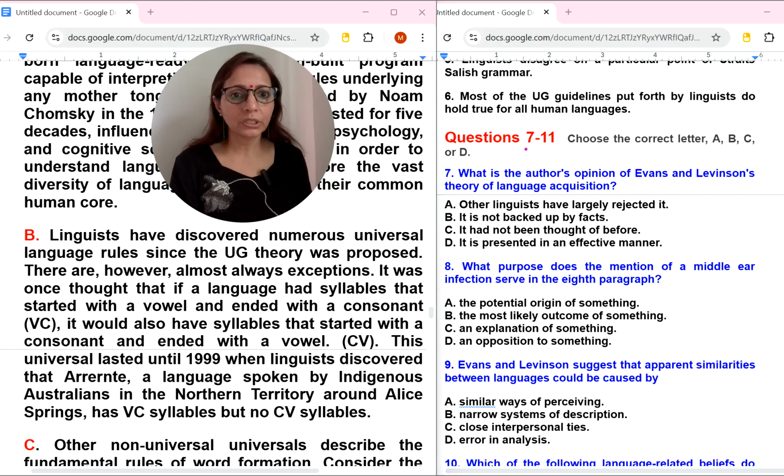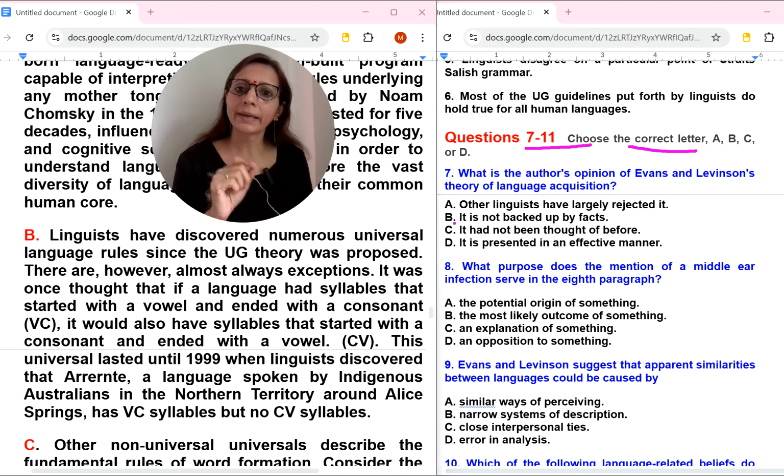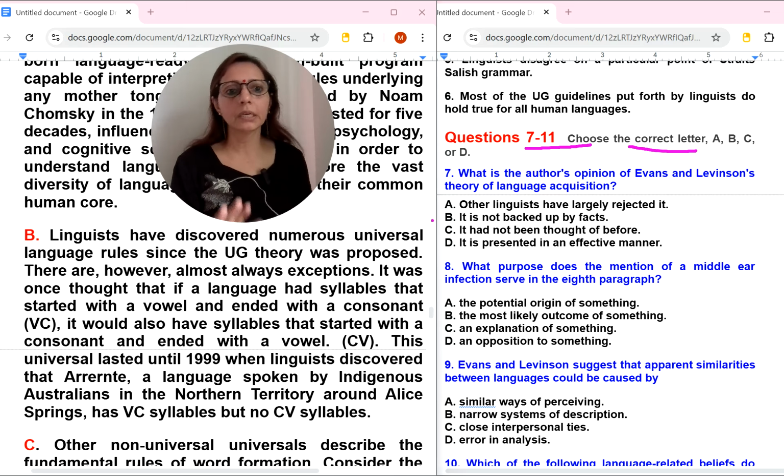Now next question, that is a multiple choice question. Choose the correct letter A, B, C or D. In the answer sheet in front of question number 7, if your answer is B, then please write B alphabet in capital letter only. Okay, so how to do a multiple choice question, that's more important.